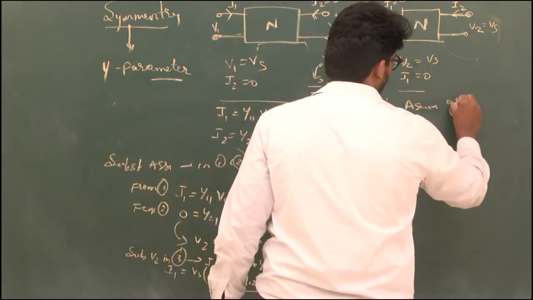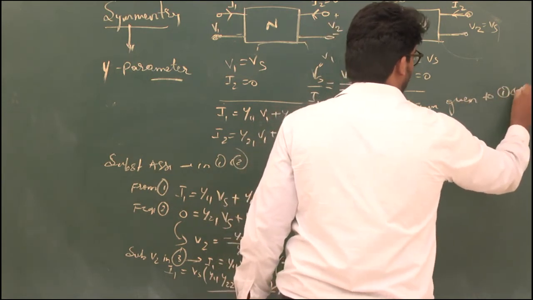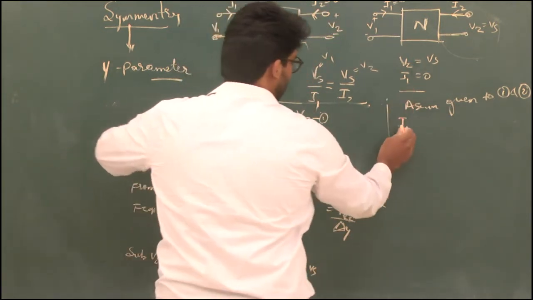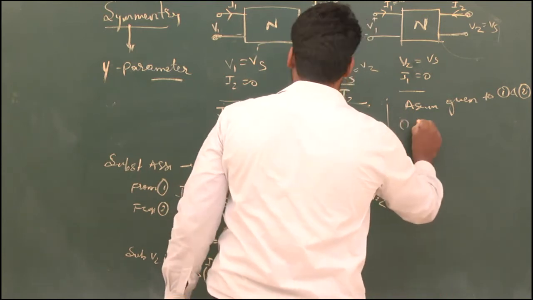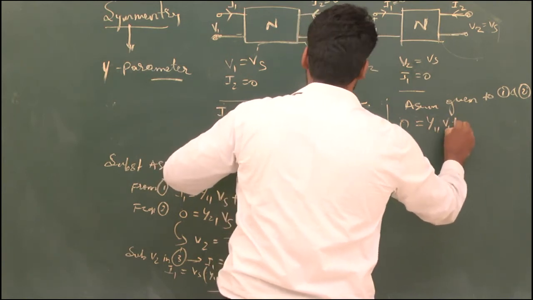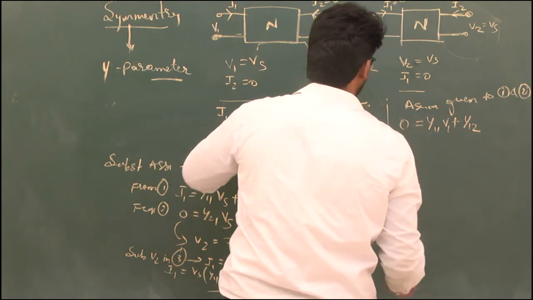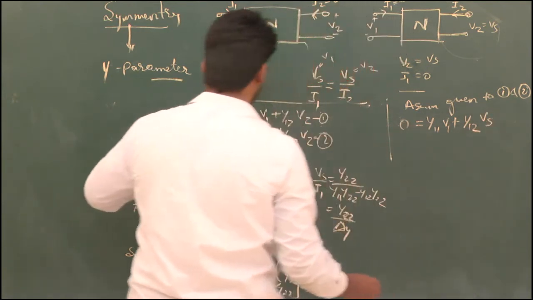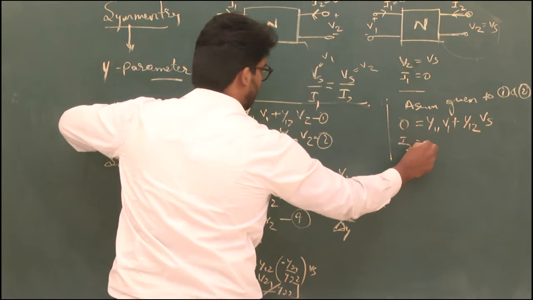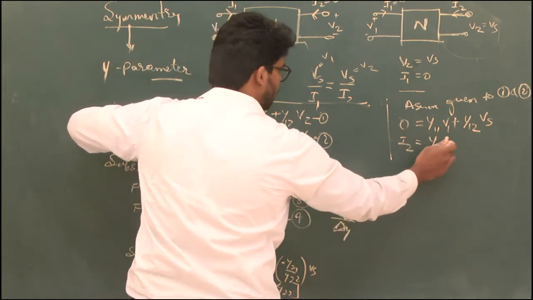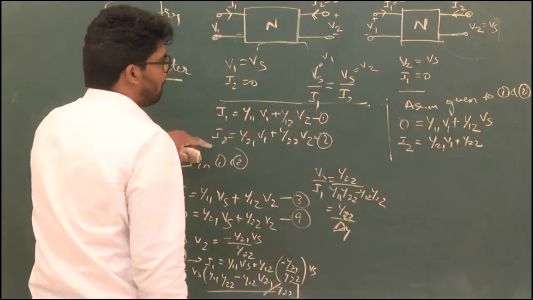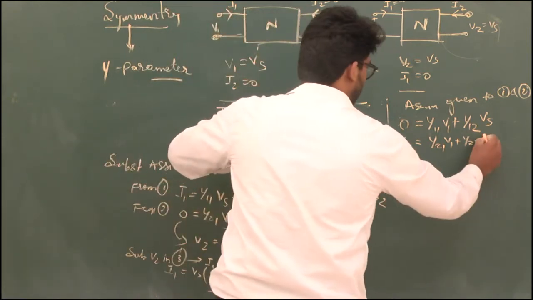Assumptions given to equations 1 and 2. So you will get I1 equal to, substitute this, I1 is 0, you are making it 0, equal to Y11, in place of V1 is V1, plus Y12, so V2 is replaced by Vs, and again I2, V2 is replaced with Vs, and I2 is replaced in a similar way, don't change that, and Y21, in place of V1 we keep that V1, plus Y22, equal to Vs, V2, that is Vs.